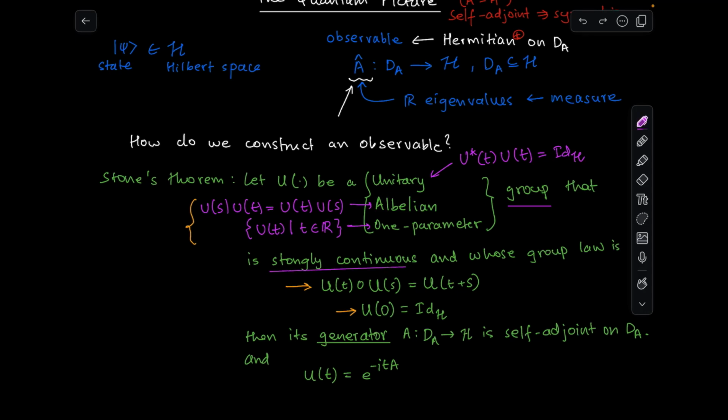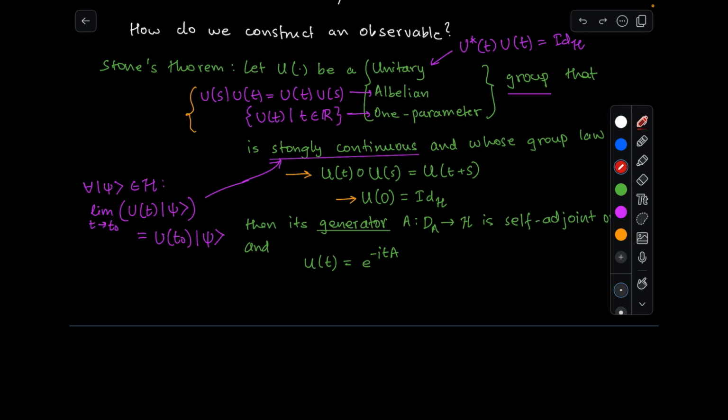The final piece, being strongly continuous, means that for all states in the Hilbert space, if my parameter t approaches t0, then the resulting transformation will be given by the parameter t0. Alright, so the next obvious question is, what is the generator of a unitary Abelian one-parameter group? The answer is actually quite simple.